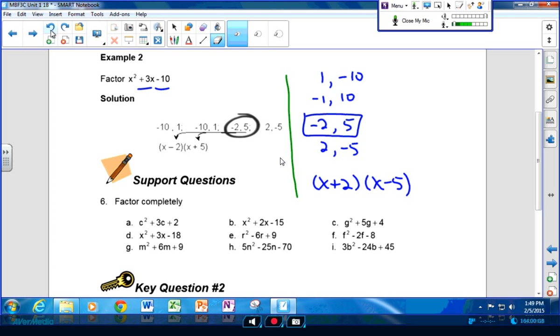If you're listening at home, I'm having problems with the whiteboard here. I don't know. x minus 2, x plus 5. There we go. Okay, and I just scratch it out.